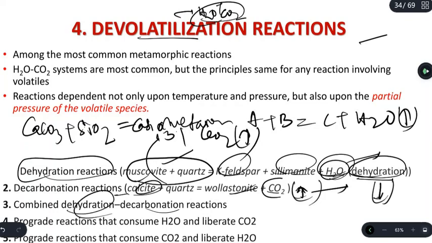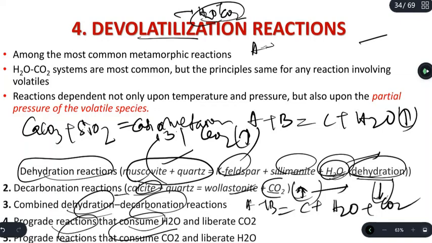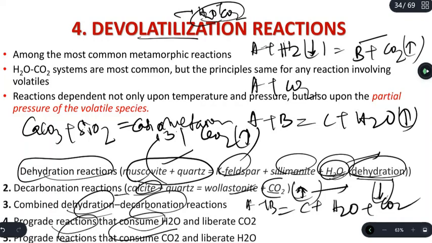And in a combined dehydration and decarbonation reaction, A plus B gives rise to C plus H2O, and CO2 will also be there. And a prograde reaction that consumes H2O, simple thing, H2O is consumed and CO2 is liberated. That is also a devolatilization reaction. The opposite: CO2 is conserved and H2O is released. That is also a devolatilization reaction. Are you getting my point? All these types of reaction, all 5 reactions, are called devolatilization reactions. Clear?